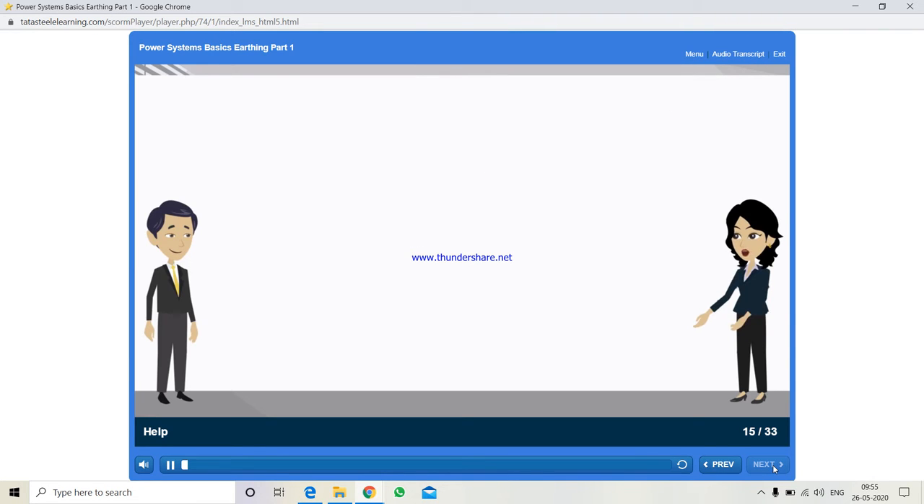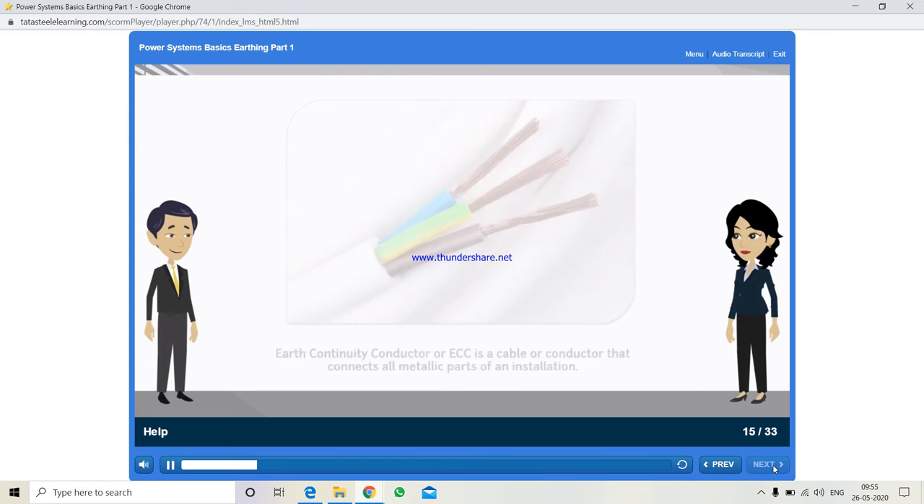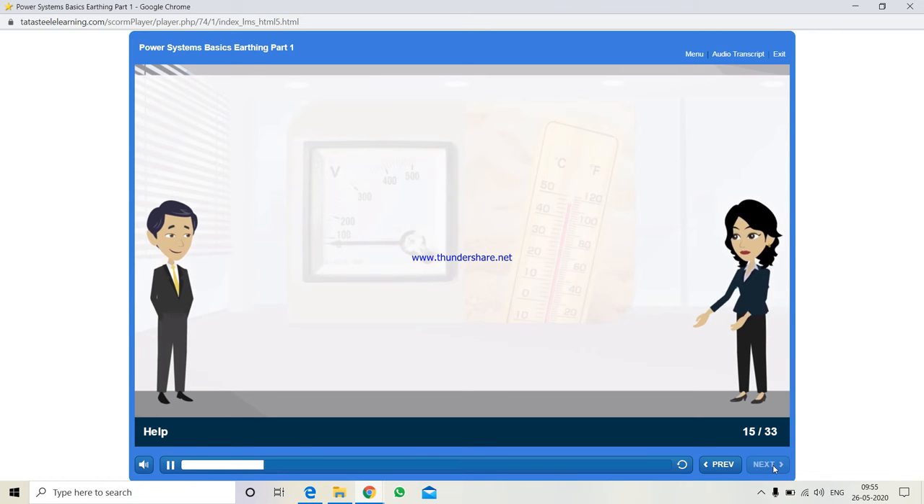Welcome to the next topic on Earth Continuity Conductor. You all must be knowing what is an Earth Continuity Conductor or ECC, right? Just for a recap, it is a cable or conductor that connects all metallic parts of an installation. It is connected to the earthing lead at a connecting point. Is that correct, Mayank? Absolutely, Surabhi. Great. So, in this topic, we are discussing the size of ECC. Please tell us about it.